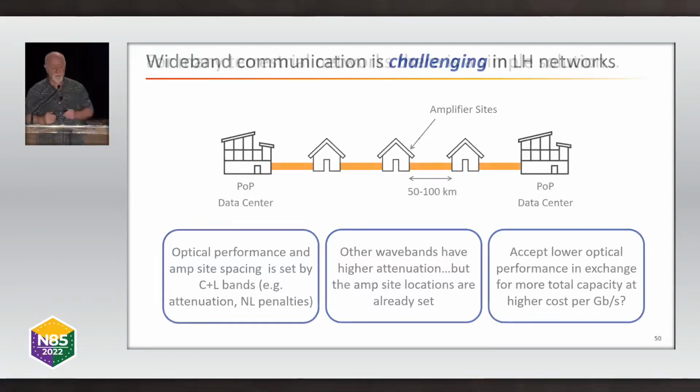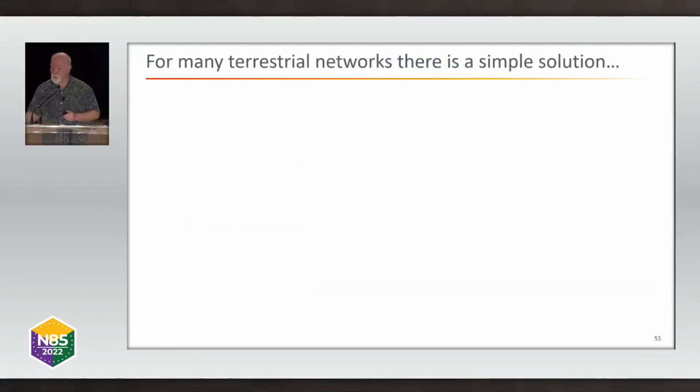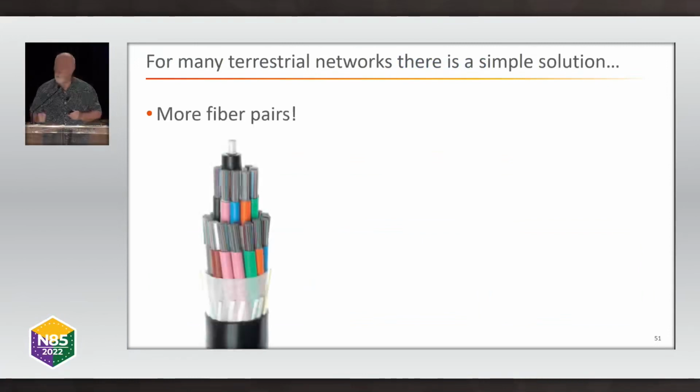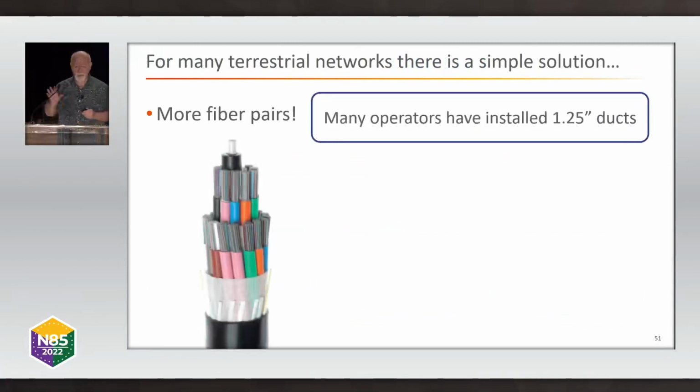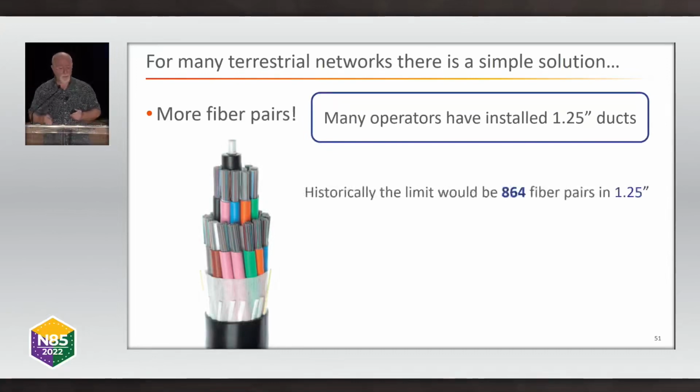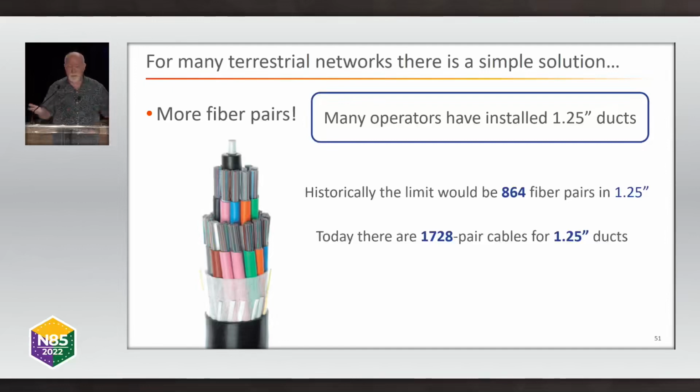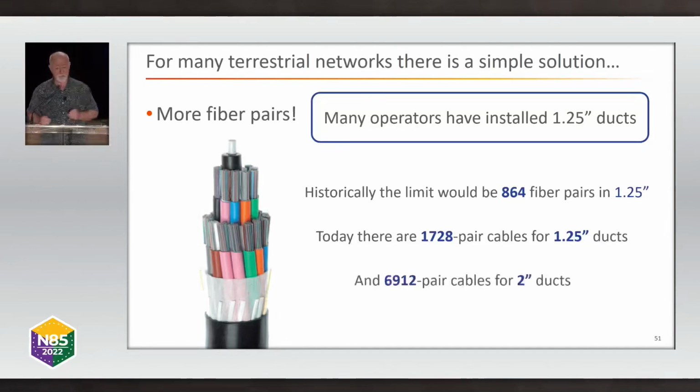So I think there's potentially a much simpler solution in a lot of terrestrial networks, and that is more fiber pairs. So if you think most operators today use 1¼ inch ducts for their fiber, and historically the limit of the number of fiber pairs in ducts like that would be 864 fiber pairs. But today you can buy 1,728 fiber pairs for a 1.25 inch duct. So that's a really straightforward solution to increase capacity. And of course, it's just regular fiber that you'd use in the C and the L bands. So it's very straightforward to increase capacity.